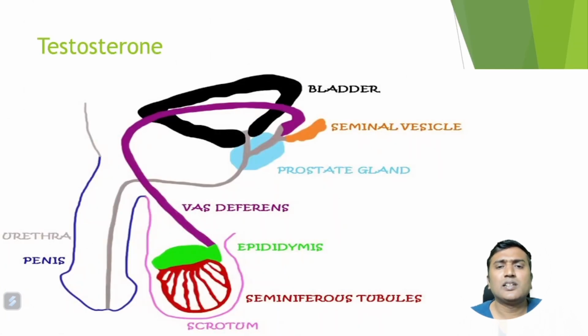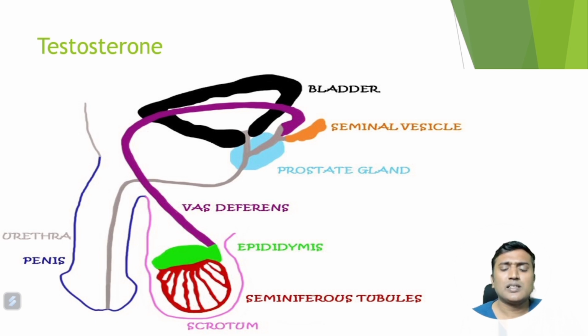So let us see how testosterone is synthesized. This is our male reproductive system, and here we have a testis. In the testis we have many lobules called seminiferous tubules, and these seminiferous tubules have two types of cells. One is Sertoli cells and the second one is Leydig cells.